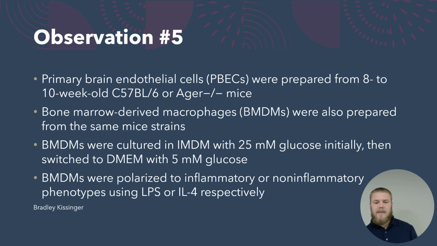And the bone marrow derived macrophages were also prepared from the same mice strains, but they were grown in 25 millimoles of glucose to simulate hyperglycemia, and then switched to a lower level of glucose, and they were polarized into the inflammatory and non-inflammatory phenotypes that we're going to be looking at later, or the LPS and the IL4 respectively. This setup helps understand how hyperglycemia affects macrophage behavior and polarization in these stroke conditions.